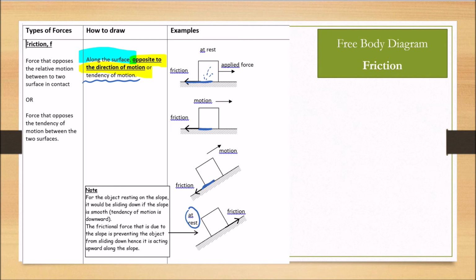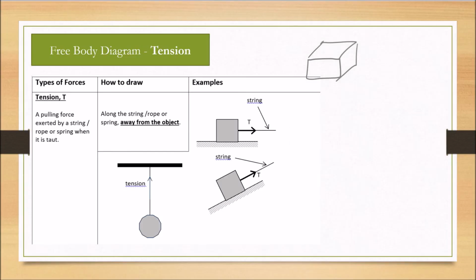So let's quickly go on, and then we can take a look at the rest of the questions. And the last force that you need to learn how to draw is tension. Now, tension means that you're applying a force through a string or a spring. One thing about tension that you need to remember is it should always be acting away from the object.